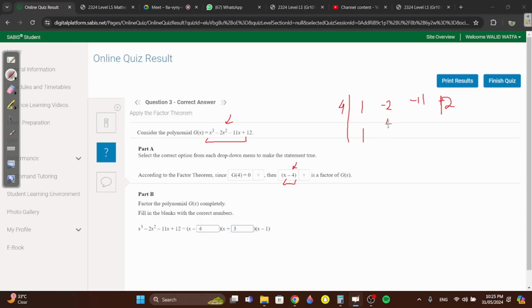1 times 4, 4. Minus 2 plus 4, 2. 2 times 4, 8. Minus 11 plus 8, minus 3. Minus 3 times 4 is minus 12. These cancel out, obviously, since we know it's a factor, so the remainder should be 0.